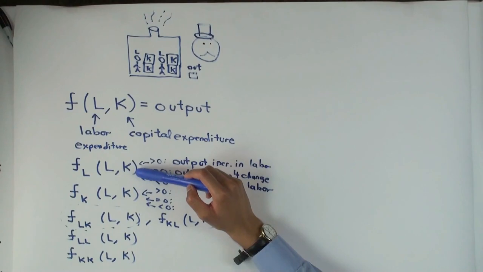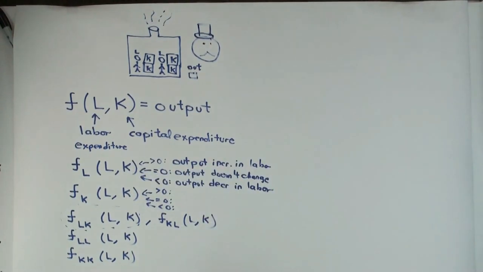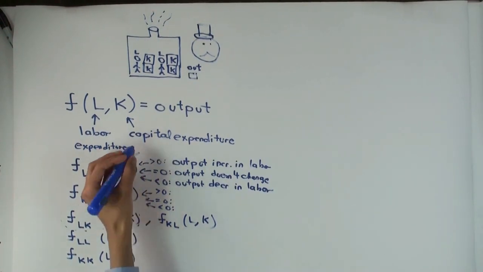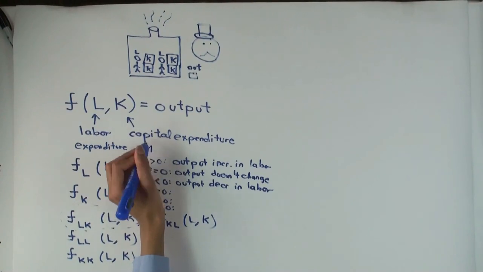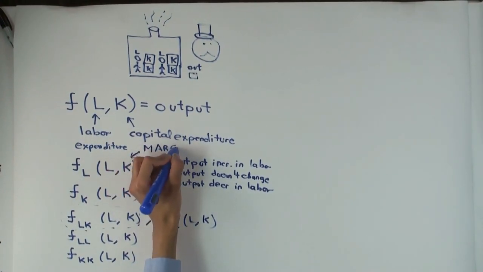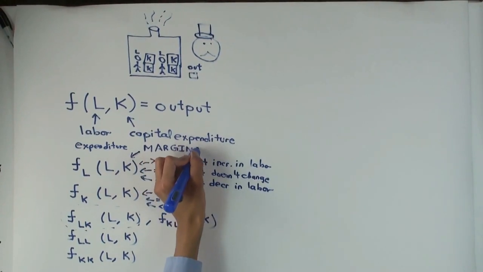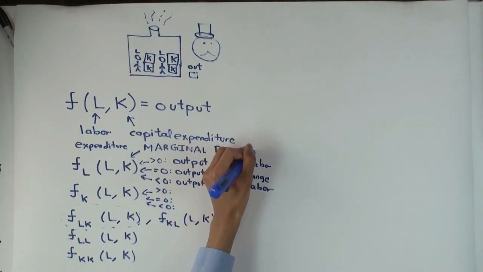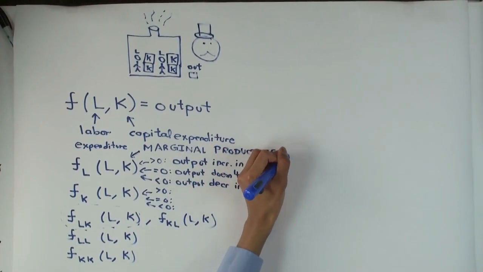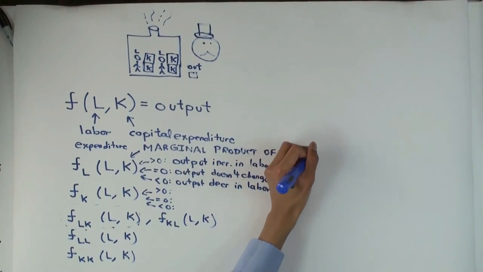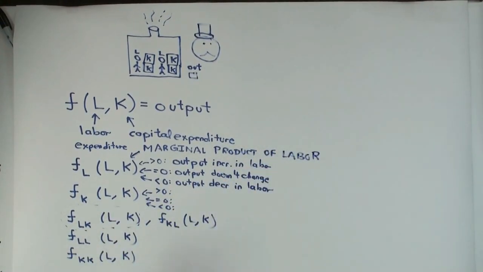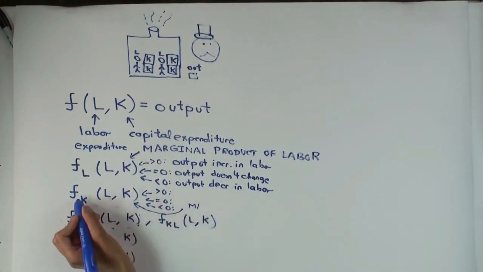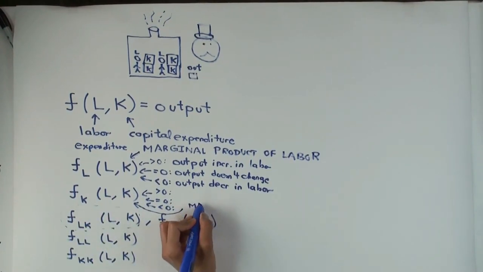Not sure of the exact term, but this would be called the marginal product of labor holding capital constant. It's a marginal. When you see a word like marginal, always think of derivatives, and usually partial derivatives. Marginal product just means at the margin, how does an increase in labor affect the product? Product meaning the output. And what's this called? The marginal product of capital.